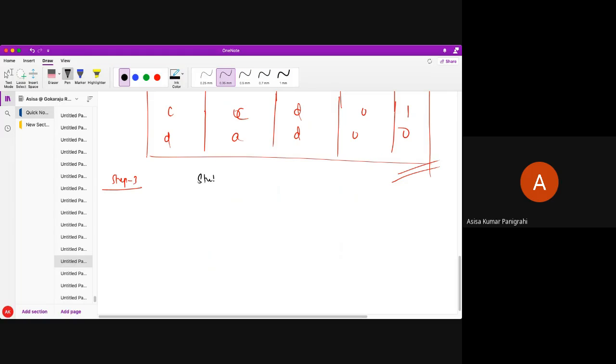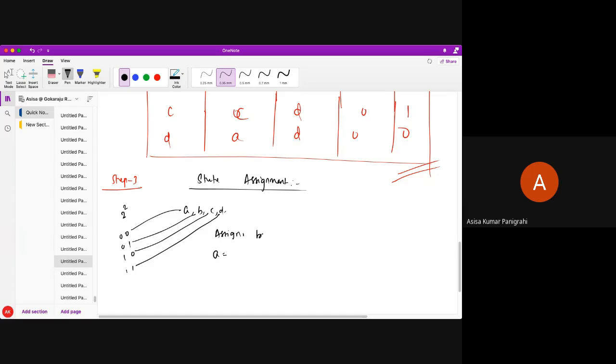What is step 3? My step 3 is state assignment. It has how many states actually? 4 states. For 4 states, we need 2 bits. 2 to the 2 means 00, 01, 10 and 11. So I can assign 00 to A, 01 to B, 10 to C and 11 to D. Very simple. So assign binary values to the states: A 00, B 01, C 10, D 11. Like this I have assigned my states.